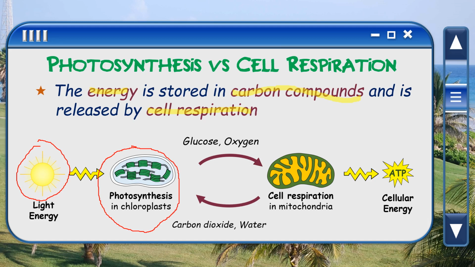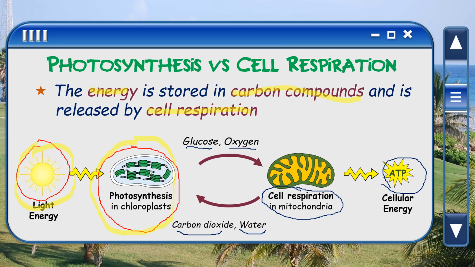Now, in cell respiration, the carbon compound will be taken in as glucose. This will react with oxygen, and that reaction takes place in the mitochondria. When it takes place, we shall end up producing products like carbon dioxide and water. But the major substance we are going to produce is the energy, which we are now going to use. Remember, we got that energy from the sun, and then it was stored in carbon compounds in the chloroplast.